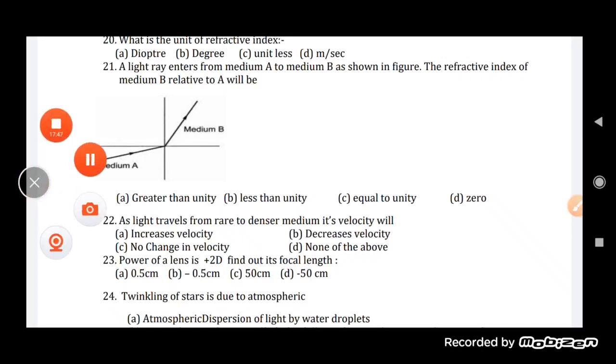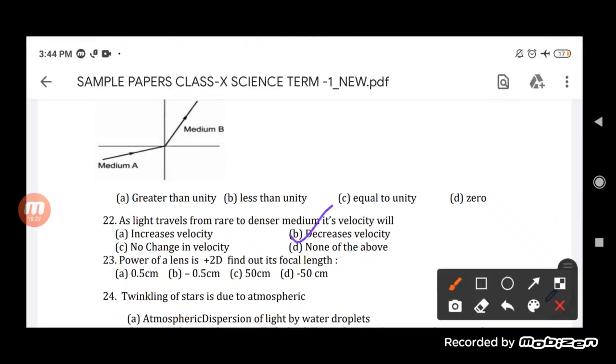Now the next one is, as light travels from a rarer to a denser medium, its velocity. You know that when light moves from the rarer to the denser medium, it starts bending towards the normal. At that time, the speed keeps on decreasing. So we can say that in this case, the speed of light is very less. So when light travels from the rarer to the denser medium, the velocity keeps on decreasing. Why is it so? Because the speed of light is more in air than in any other medium. So the correct option is that the velocity decreases.